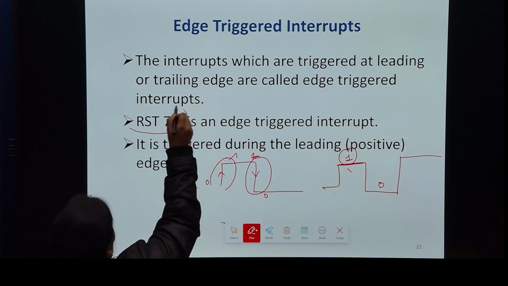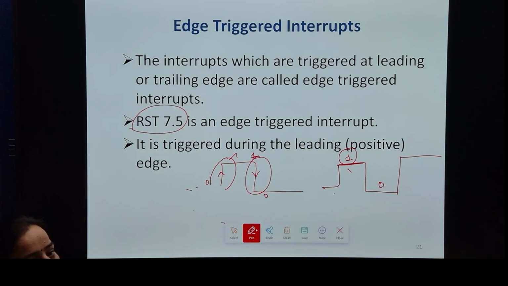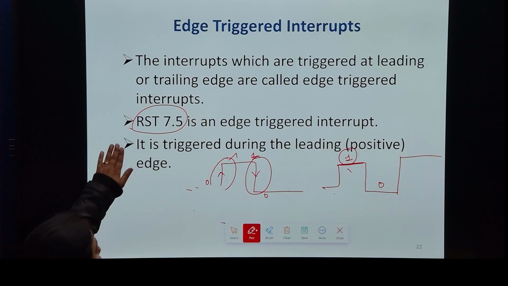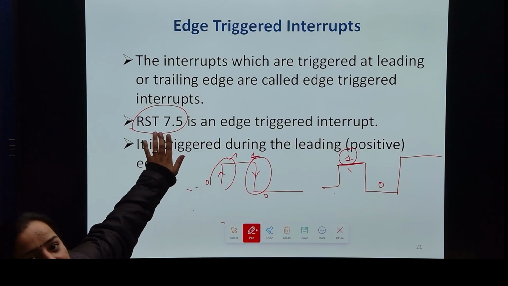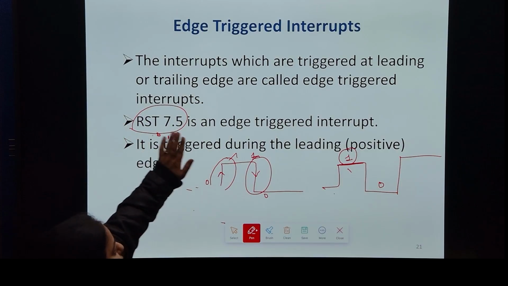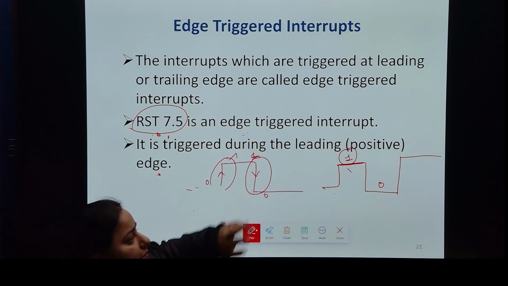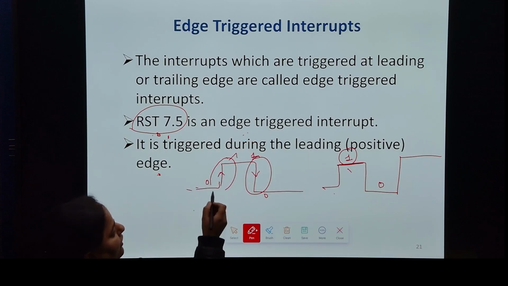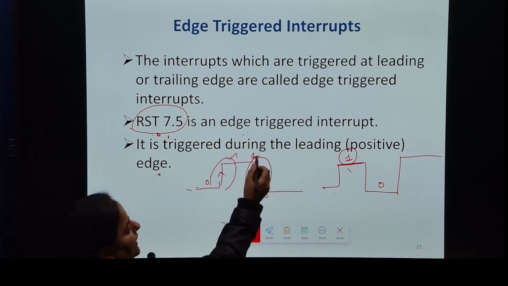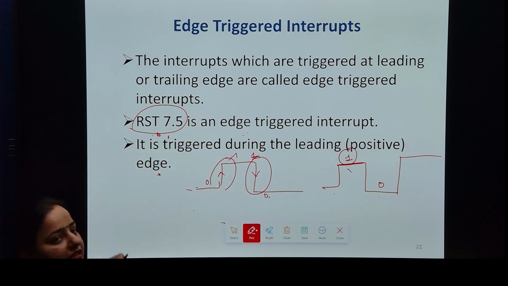RST 7.5 comes under edge triggering. That means whenever you have to activate interrupt 7.5, it has to be edge triggered. Edge triggered means you have to provide the signal from 0 to 1 or 1 to 0 for activating this RST 7.5 interrupt.